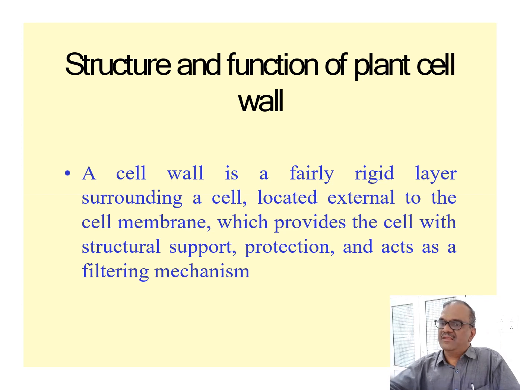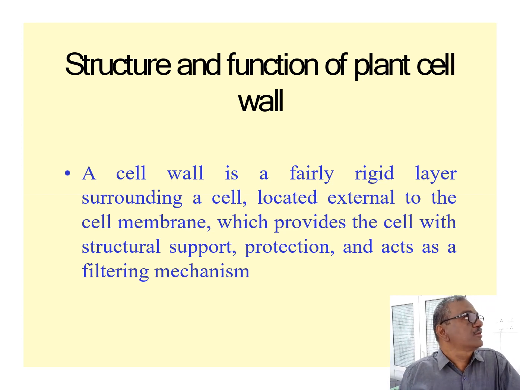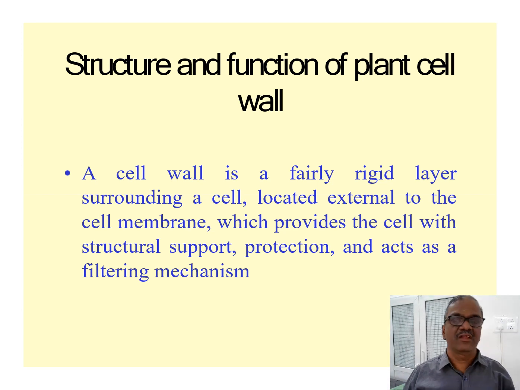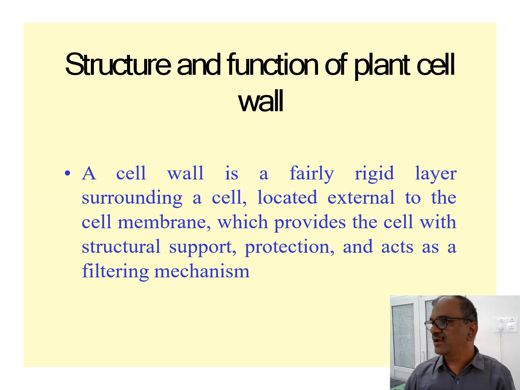Over the plasma membrane, the cell wall is present in the case of plant cells, which provides structural support as well as protection, and also acts as a filtering mechanism. It is not able to allow all the material. Only through the plasmodesmata are many materials moved from one cell to another cell. Okay, so there are canals connecting the two cells, which allow the passage of the material, and that is connected to the plasma membrane of one cell to another cell, and it acts as a channel in the cell wall layer.